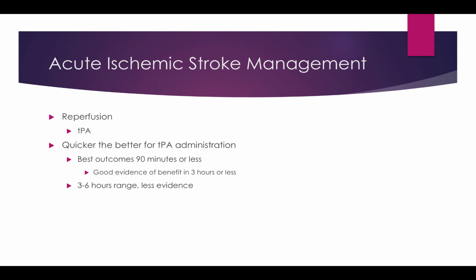Acute ischemic stroke management. So we're going to try to do reperfusion and TPA. And with use of TPA, the quicker the better for administration. Obviously, we don't want to use TPA in a hemorrhagic stroke, but if we've identified that it's due to a blood clot, vessels clogged up, TPA is the drug of choice here. 90 minutes or less is typically what we want to target for sure.